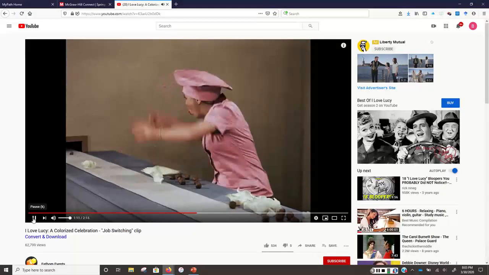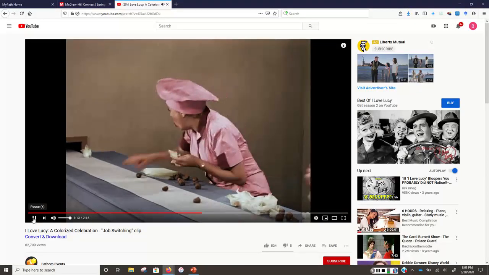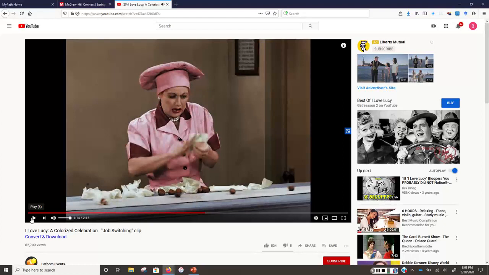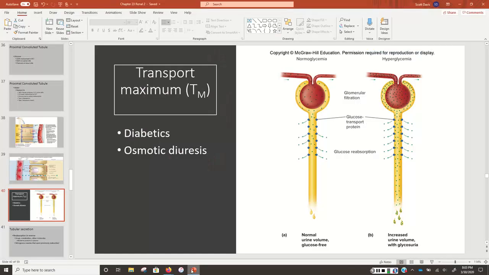And there they go. They've passed through the PCT, and that's it. So, transport maximum, how well can we reabsorb whatever substance it is? If we exceed transport maximum, one, the substance shows up in the urine, and two, the urine volume is increased.